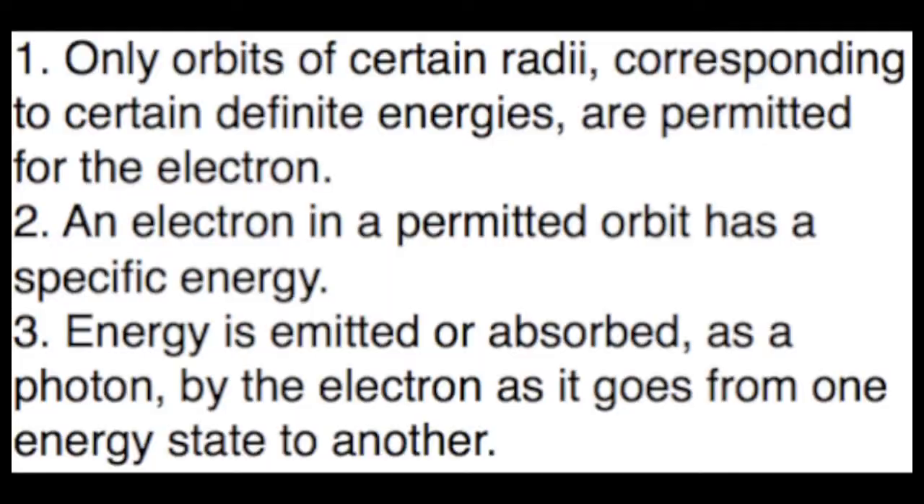So to explain this, Bohr assumed that electrons moved in a circular pattern around the nucleus and came up with three postulates. One, that only orbits of certain radii, corresponding to certain definite energies, are permitted for the electron. Two, an electron in a permitted orbit has a specific energy. And three, energy is emitted or absorbed as a photon by the electron as it goes from one energy state to another.